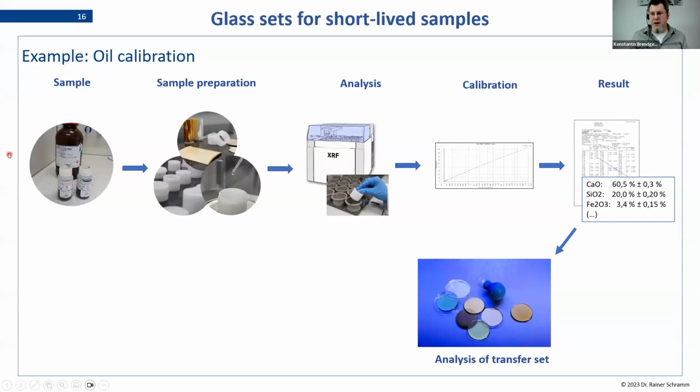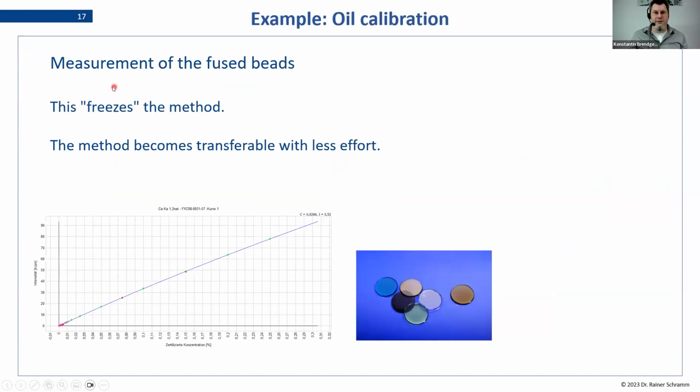So once we have done this one time and we have the method established based on the classical model, by using the standards the same way as the unknown samples later, we can then analyze a transfer set or create a transfer set. So the idea is that with the application that we have developed, we will take some glass samples and we will analyze them. So we are taking something different from the actual method.